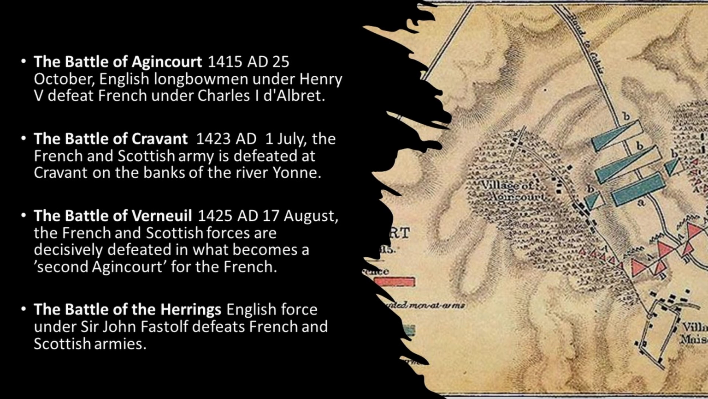The Battle of Cravant, 1423, not very famous. On the 1st of July, French and Scottish armies were defeated at Cravant, on the banks of the River Yonne. The English were with the Burgundians. A very interesting battle. You can have a river between and a small bridge, and the armies try to cross the river. Very interesting battle.